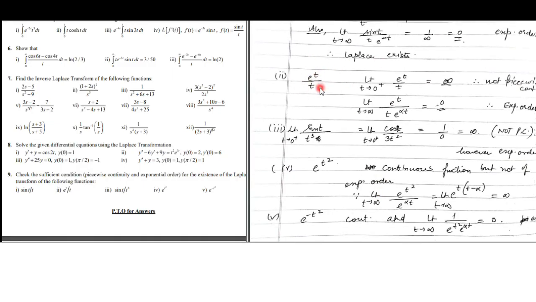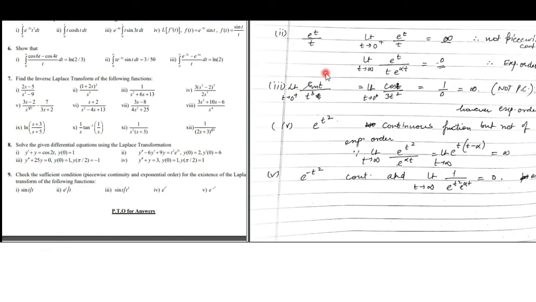Again e to the power t and t both are continuous functions except at 0. So we have to find out the limit t tending to 0 from the positive side. Since e to the power 2t, when you put t to be 0, you get 1 upon 0, which is infinity. So it is not piecewise continuous because we are having the limit as infinity, not a finite value. However, this is of exponential order.